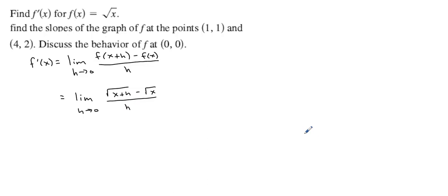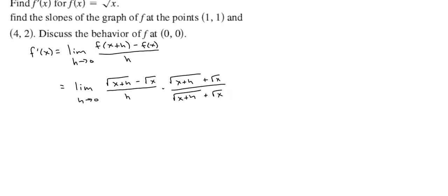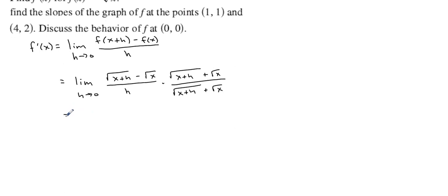And I think we know the technique needed to solve this one. What should it be? Conjugate, yeah. Multiply by the conjugate, top and bottom. All right, square root of x plus h plus square root of x, all over square root of x plus h plus square root of x. All right, let's see what we get.